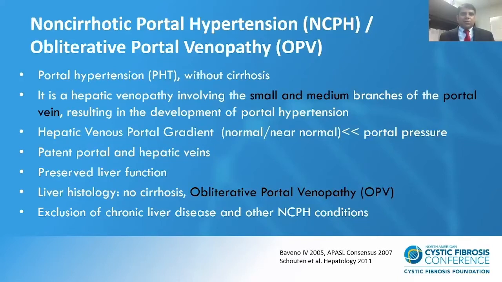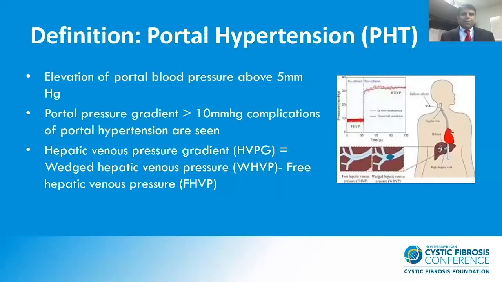In liver histology, as the name implies, no cirrhosis is noted, but we see a very important finding, which is obliterative portal venopathy. Exclusion of chronic liver diseases and other conditions which cause non-cirrhotic portal hypertension is also important. Portal hypertension is the elevation of blood pressure above 5 millimeters of mercury. When the portal pressure gradient is more than 10 millimeters of mercury, complications of portal hypertension are seen.